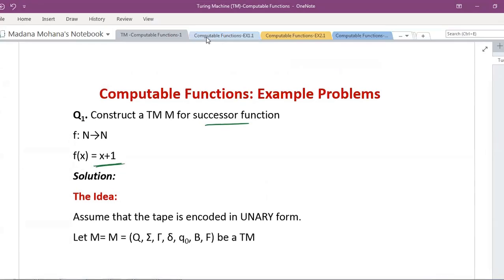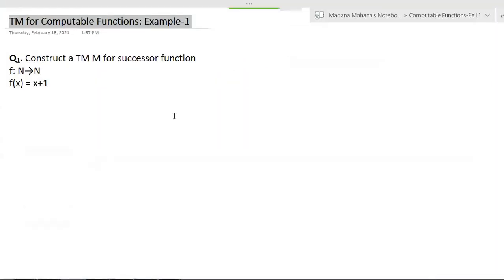What you have to do here: for any given function, initially you find out what the arguments in that function are. You can represent all the arguments in the form of unary, that is 0 power i. If more than one argument is there, the arguments are separated with the digit 1. Initially that can be placed on the tape.